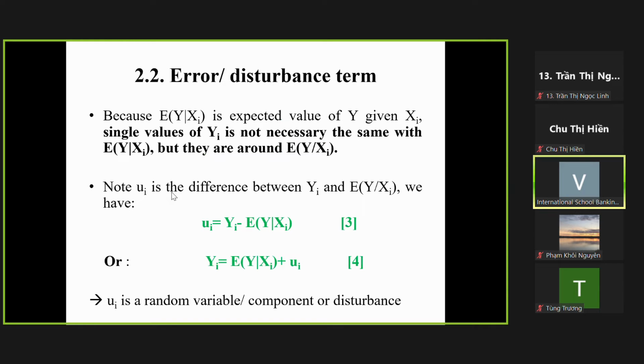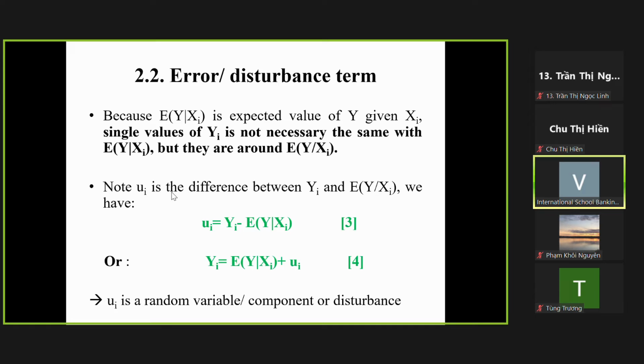And now we have error terms. We study the second form of the PRF. So the error term here is U, defined as, as you know, the difference between the real value of observation i and its expected value. So i here, small i, is the observation i.